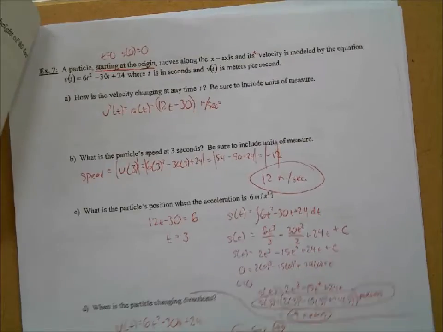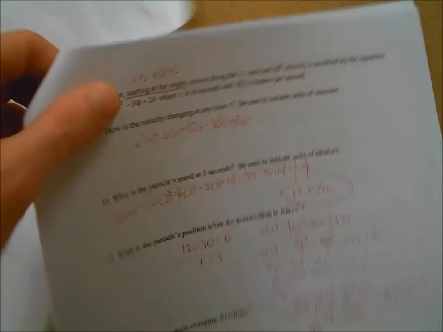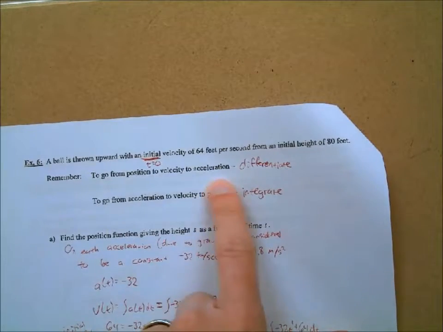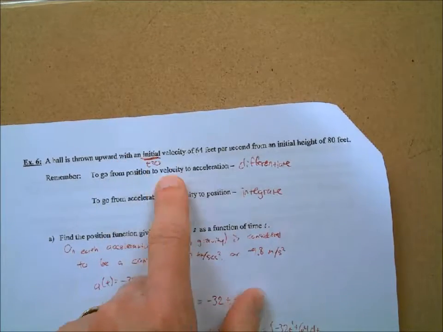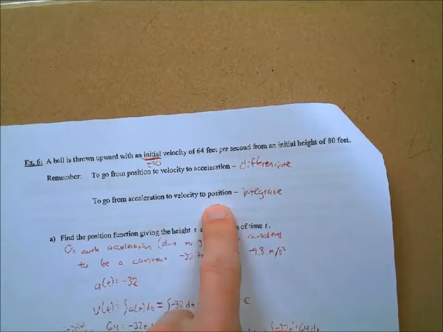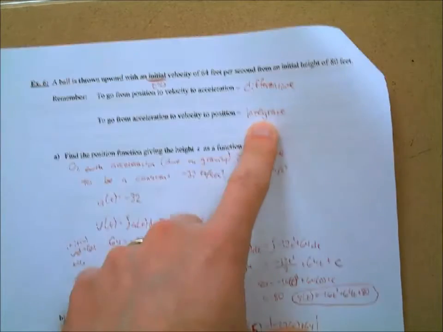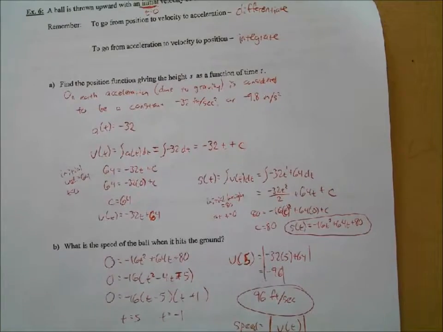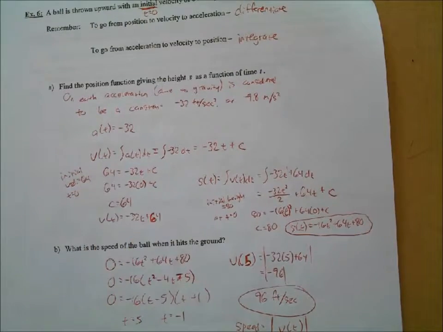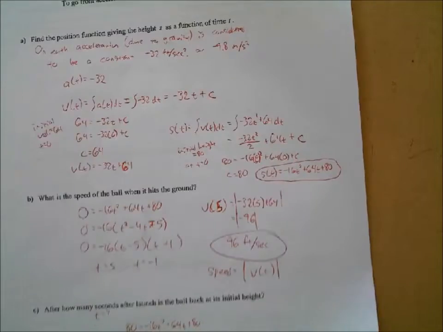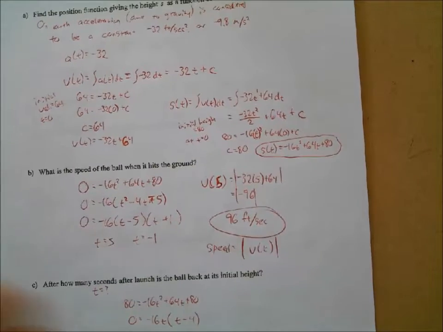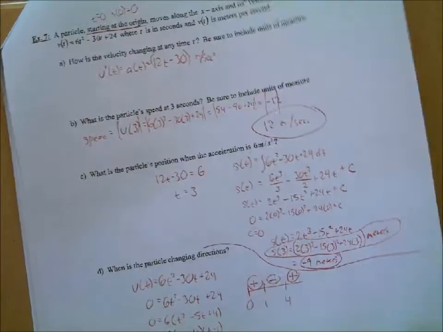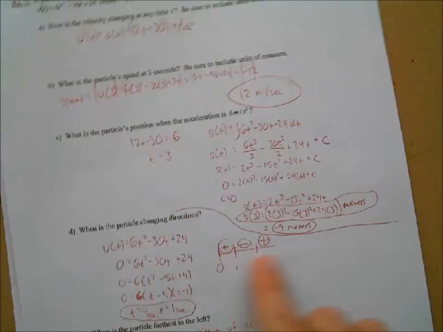We talked about position, velocity, and acceleration. When we took position to velocity to acceleration, we differentiated. You take the derivative to go from position to velocity to acceleration. To go from acceleration to velocity to position, you go backwards, you integrate. Of course, every time you integrate, you have a new constant of integration, so sometimes you have to use a piece of information to get those missing c values. Still want to be able to answer questions about speed, about after how many seconds after launch the ball is back at its initial height, and to find changes in direction and all that stuff.